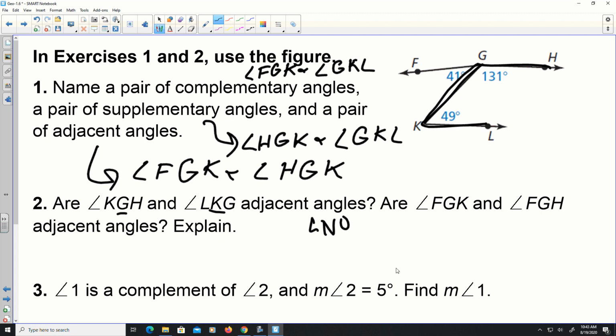And they're asking about angle FGK and angle FGH. Are they adjacent angles? The answer is no, because yes, they have a common vertex, but they don't have a common side.